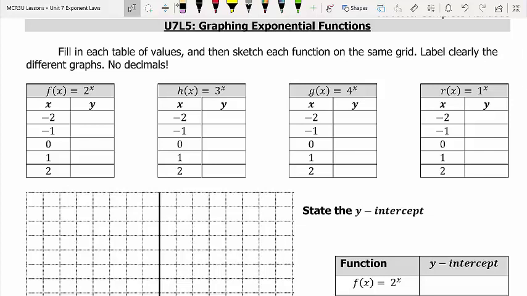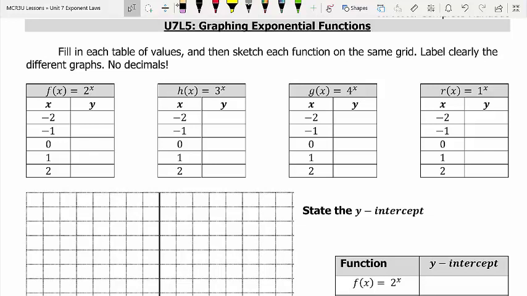Unit 7, Lesson 5, Graphing Exponential Functions. So in this unit so far, we've learned how to do algebra work with exponents. So we've learned about exponent rules, how to simplify when you have a variable in an exponent, how to deal with rational exponents, okay? So the next lesson, the one we're about to do, we're going to look at what the graph of an exponential function looks like, okay?